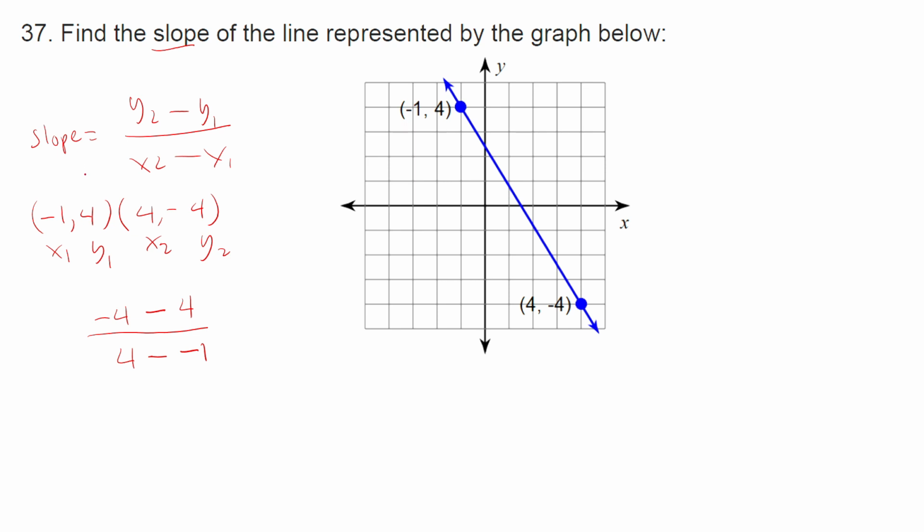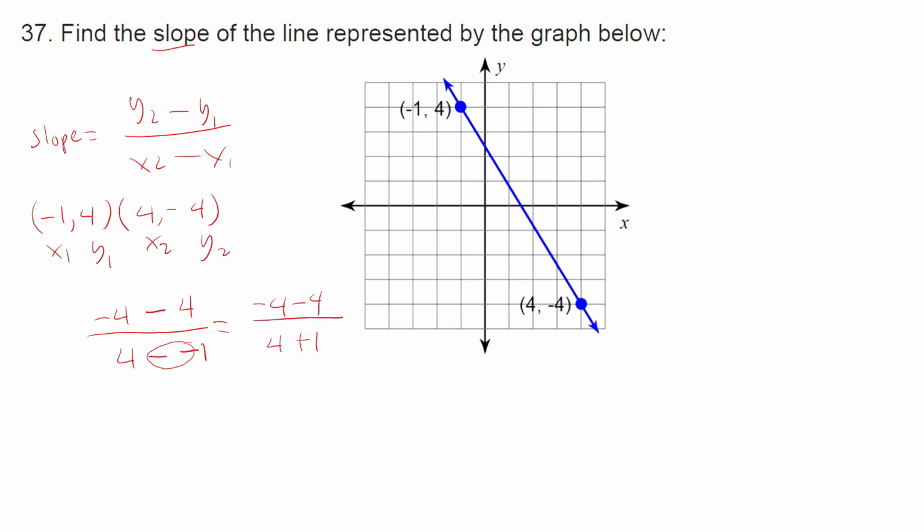Okay, next. What is negative 4 minus 4? But before that one, maybe let's try to simplify the denominator first. We have here 4 minus negative 1. Again, when you see two consecutive minus signs, what do you do? You just make them addition. So now we can write this as negative 4 minus 4 all over 4 plus 1.